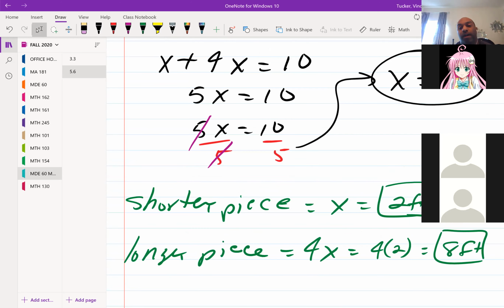Or another way you could have found the longer piece: we recognize the shorter piece was 2, so we could have subtracted 2 from 10. Remember, they're supposed to add up to give you 10, and you still would have gotten 8. All right, questions before we do another one?